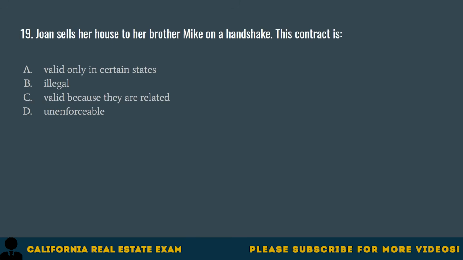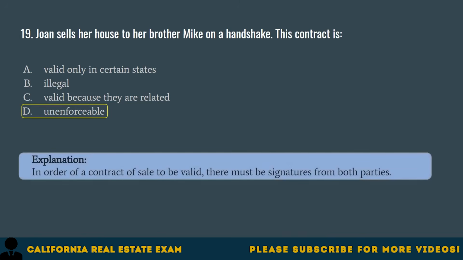Question 19. Joan sells her house to her brother Mike on a handshake. This contract is A. valid only in certain states, B. illegal, C. valid because they are related, D. unenforceable. The correct answer is D. unenforceable. In order for a contract of sale to be valid, there must be signatures from both parties.